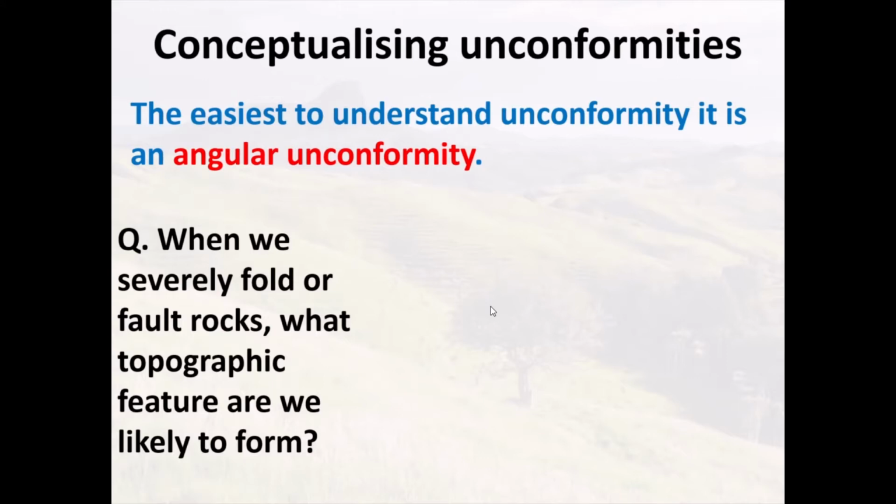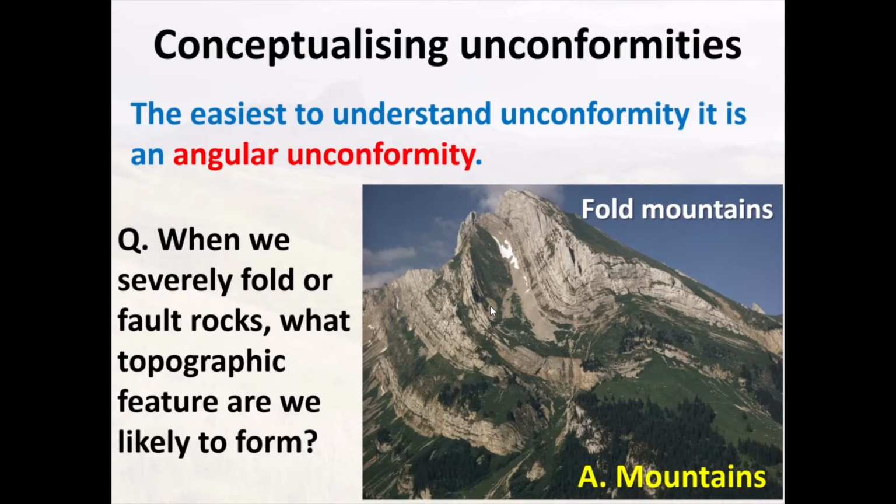Okay, so we can conceptualize these through another series of photographs. And the easiest type of unconformity to understand is an angular unconformity. So my question to you guys is, when we severely fold or fault rocks, what sort of topographic features are we likely to form? We're likely to form fold mountain belts. So for instance, things like the Himalayas or the Alps, if you were to look at the rocks in those places, you'd see that they were all folded up and they were all buckled. So we might form fold mountains.